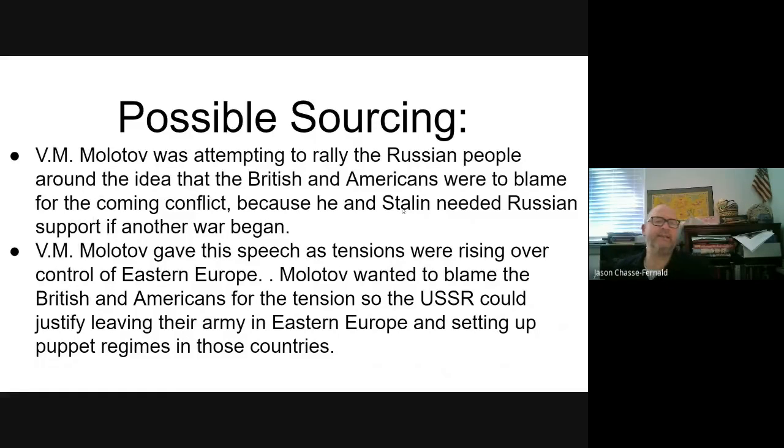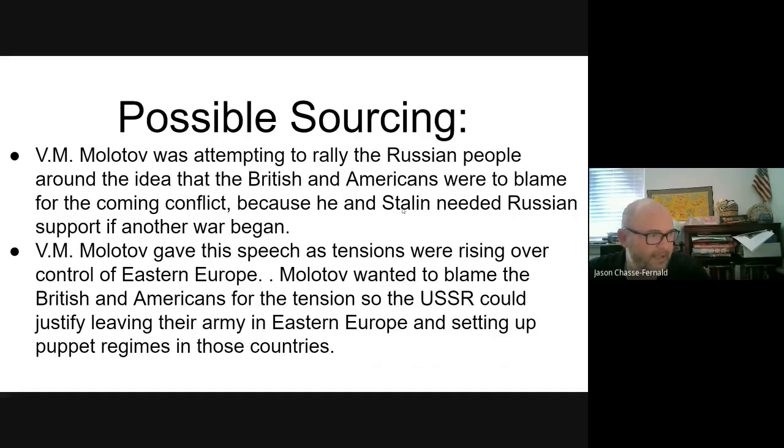Possible sourcing, ways that you might be able to source this: Molotov attempting to rally the Russian people around the idea that the Americans and the British were to blame for the coming conflict, showing where they violated conference agreements like Potsdam, because Molotov and Stalin are going to need support for the impending war to come. Or Molotov gives a speech as tensions are rising over control of Eastern Europe. This is shortly after the Winston Churchill speech stating that an Iron Curtain had descended upon Europe. So there's increasing tension over this.